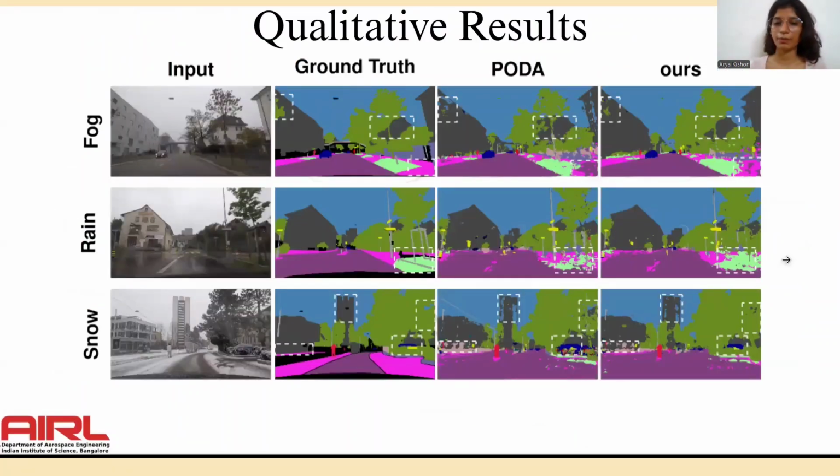Here are the qualitative comparisons. PiCaZo produces much cleaner segmentation masks in the target domain and preserves the object boundary better than PODA.